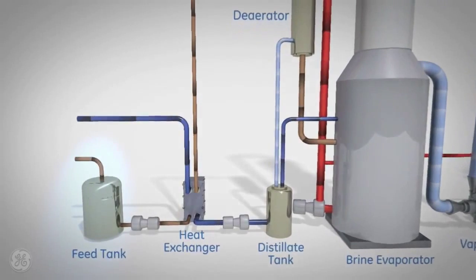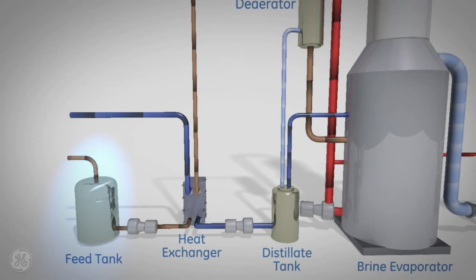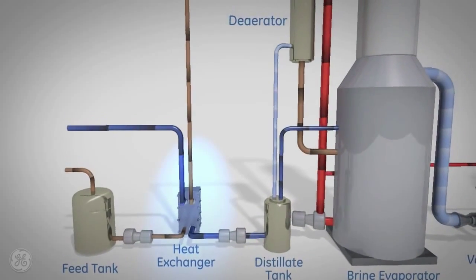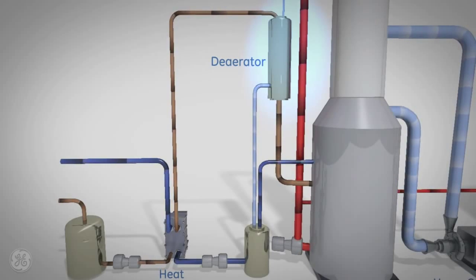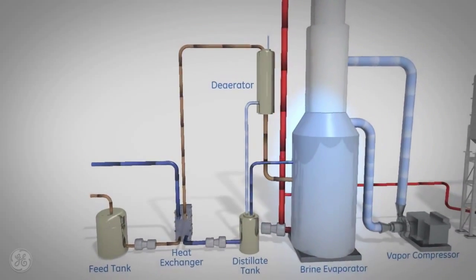Feed wastewater is transferred from a wastewater pond or tank and is pumped into a feed tank. Here, in the feed tank, the pH is adjusted for deaeration or decarbonation. The feed pump then transfers the wastewater through the heat exchanger, where the temperature is raised to near its boiling point. The heated brine is then pumped up to the deaerator. In the deaerator, non-condensable gases such as carbon dioxide and oxygen are removed from the brine. The deaerated brine then flows into the brine evaporator sump.